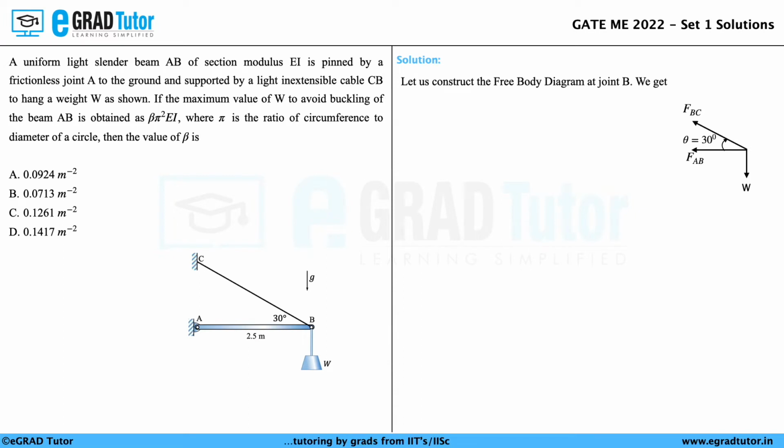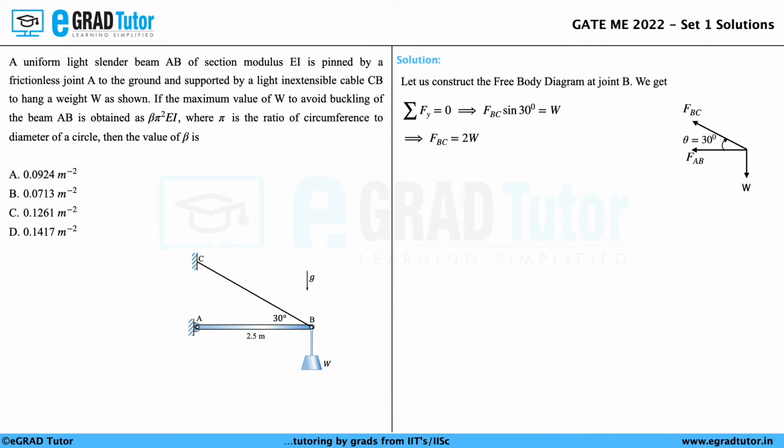We have a weight W acting vertically downwards. Let us assume that the force in the member AB is acting towards left from joint B and the force BC acts in the direction shown at an angle theta equal to 30 degrees. Now, considering this free body diagram, let us use the summation of forces along the y direction, that is, the summation of forces in the vertical direction equal to 0. We get FBC sin 30 is equal to W. From that, we get FBC is equal to 2W.